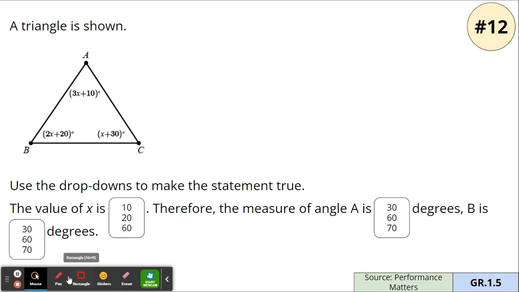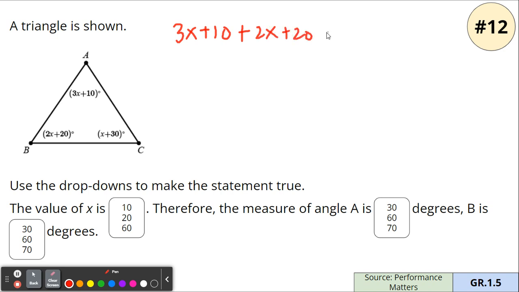Okay, let's move on to question number 12. A triangle is shown. Use the drop-downs to make the statement that is true. As you all know, the sum of the angles of a triangle is 180 degrees. So we can form our equation: 3x plus 10 for angle A, plus 2x plus 20 for angle B, plus x plus 30 for angle C, is equal to 180 degrees.